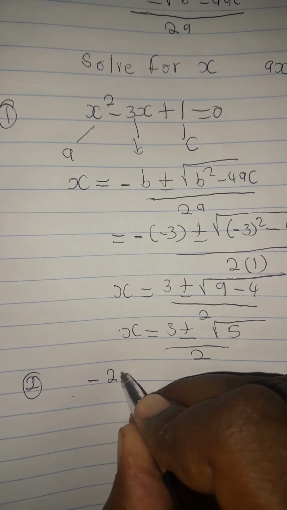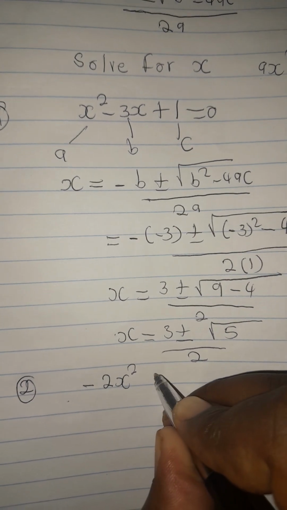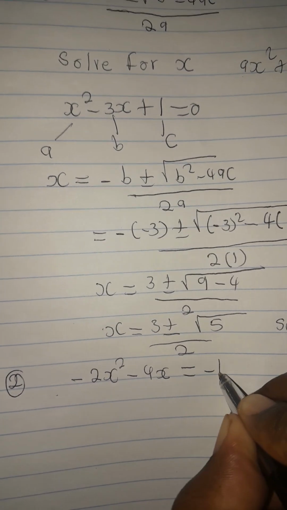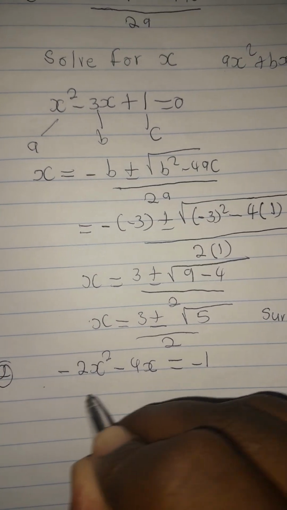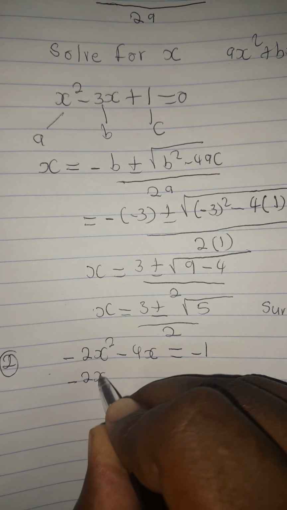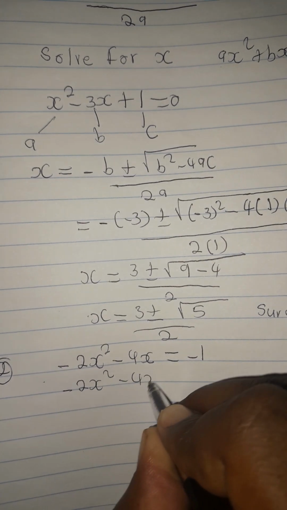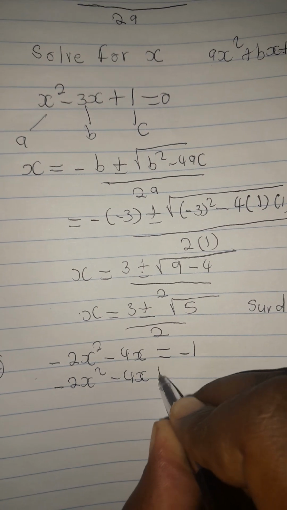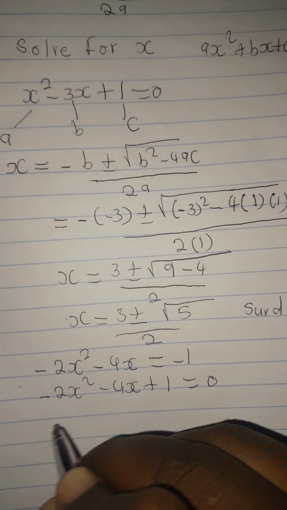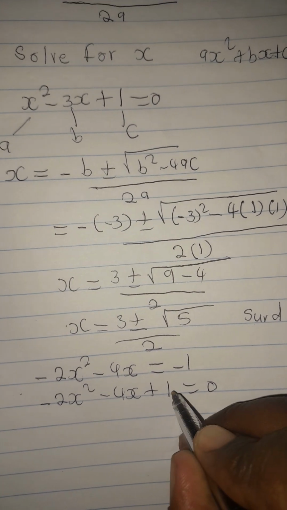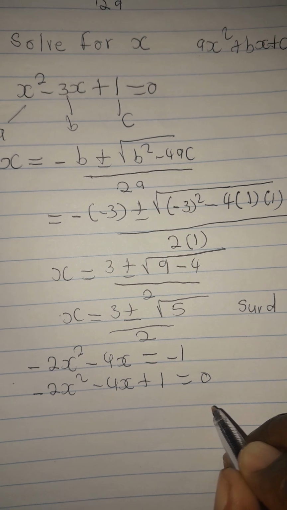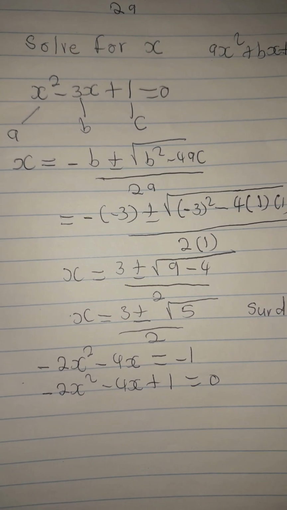Consider we're given negative 2x squared minus 4x equated to negative 1. When you're given such, write it in standard form first. So it's going to be negative 2x squared minus 4x, take negative 1 to the other side, it becomes positive 1, equated to 0. Then ask yourself, can I use factorization? Do the factors of the last term satisfy the middle term? No, in this case it's no. 1 cannot give us the factors of 4.